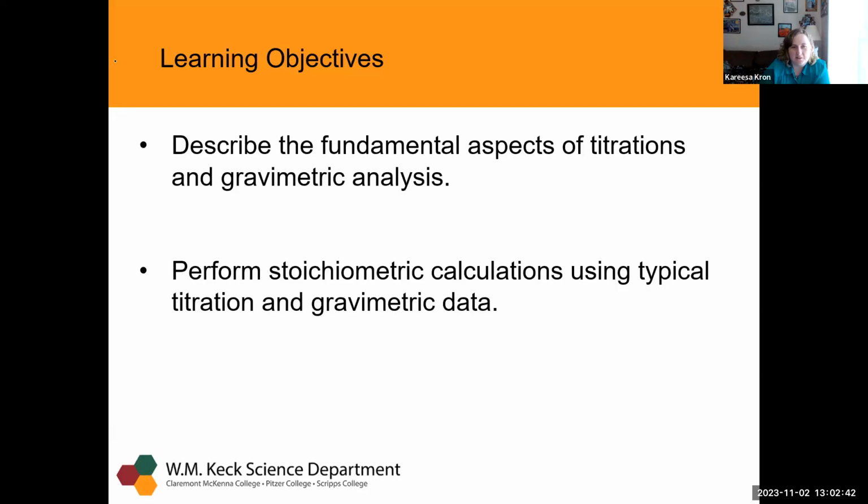Today we're going to talk about quantitative chemical analysis, which is described in chapter 7.5. Our learning objectives for today are to start to describe the fundamental aspects of titrations and gravimetric analysis, as well as start to perform stoichiometric calculations using typical titration and gravimetric data.